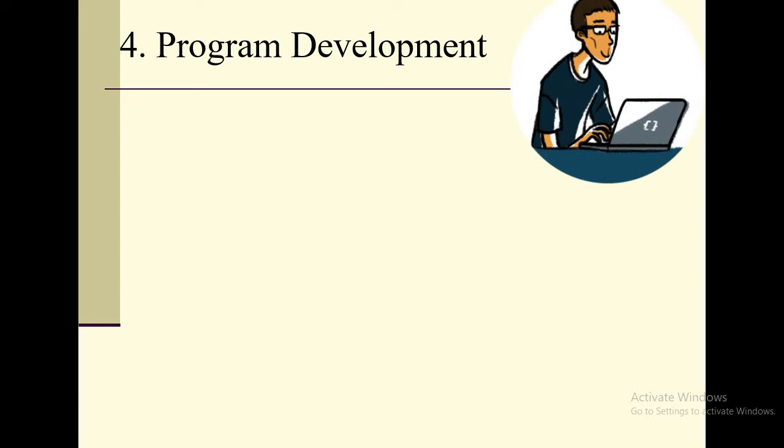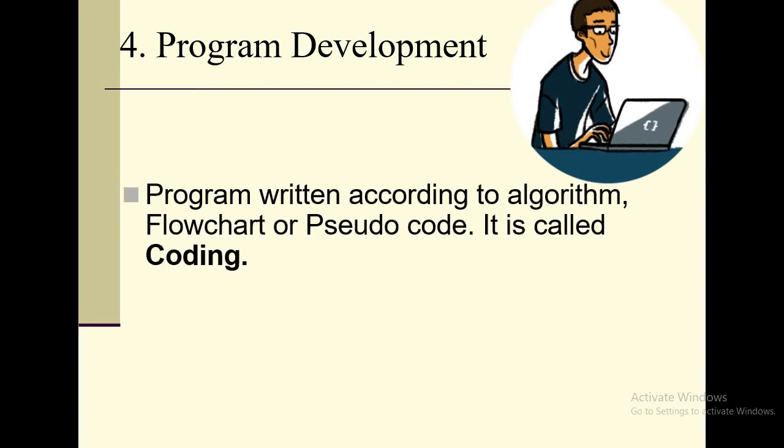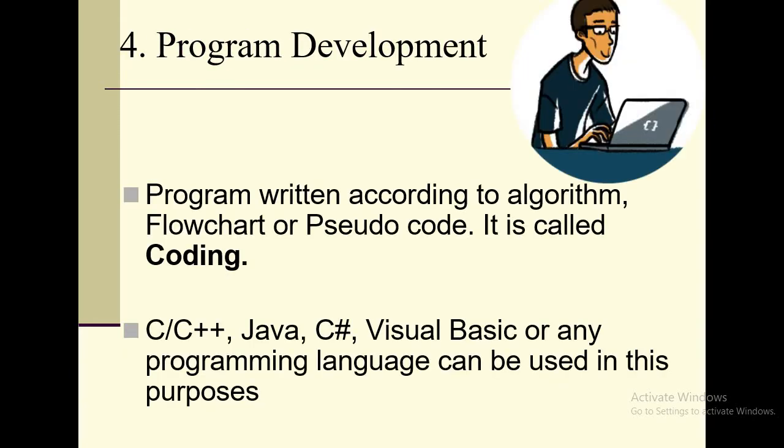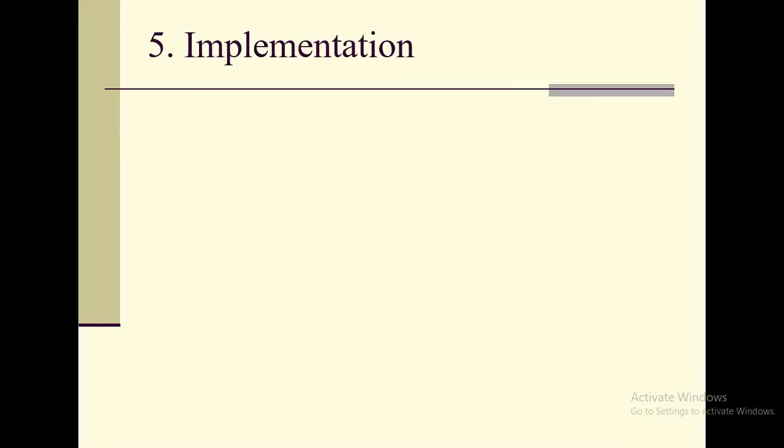Now, it is time to start your computer. That means you need to code, you need to write the program, maybe in C or any other programming language. You write the program following the algorithm and flowchart or pseudocode you have already designed. Then you start coding, and you may use C, C++, Java, C#, or any other programming language used for this purpose. That means you are going to develop software for the target company, your client company.